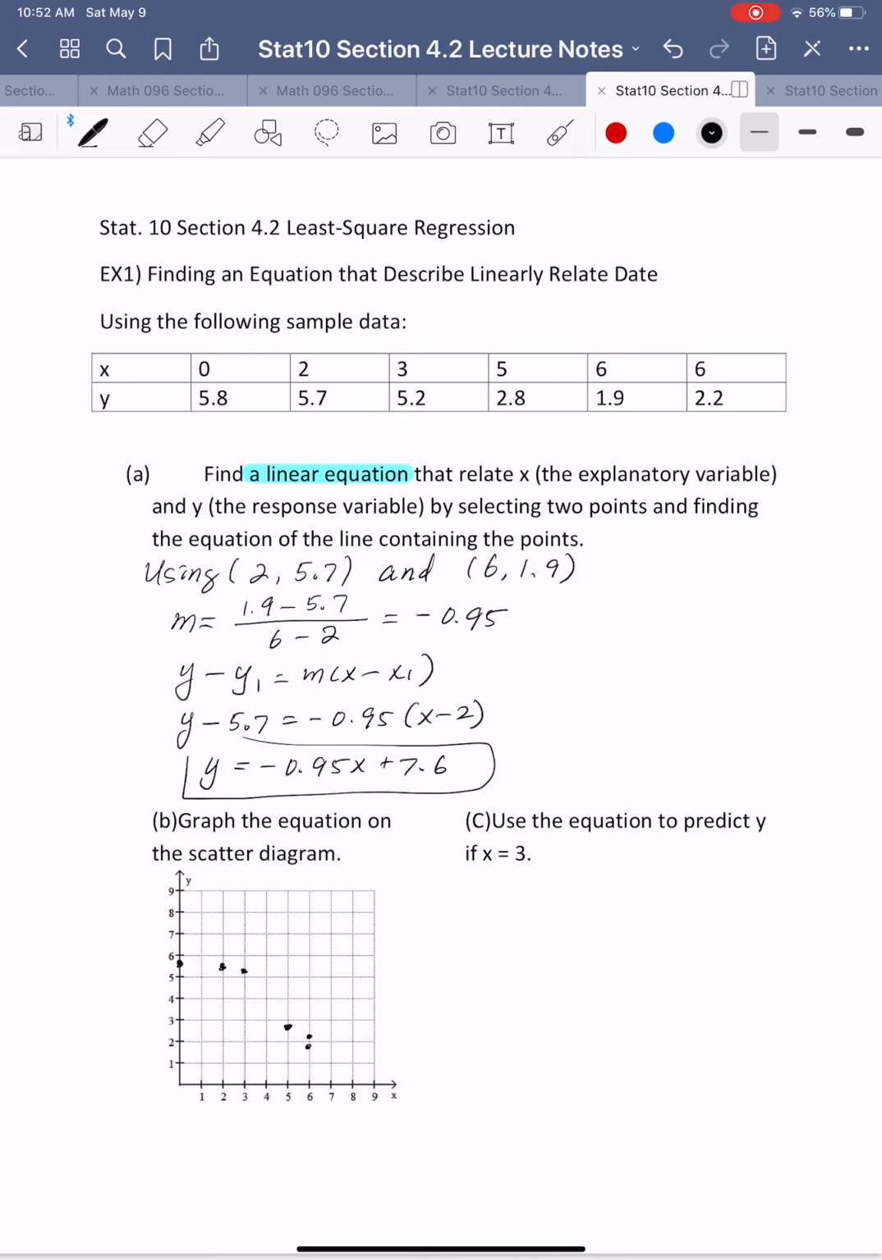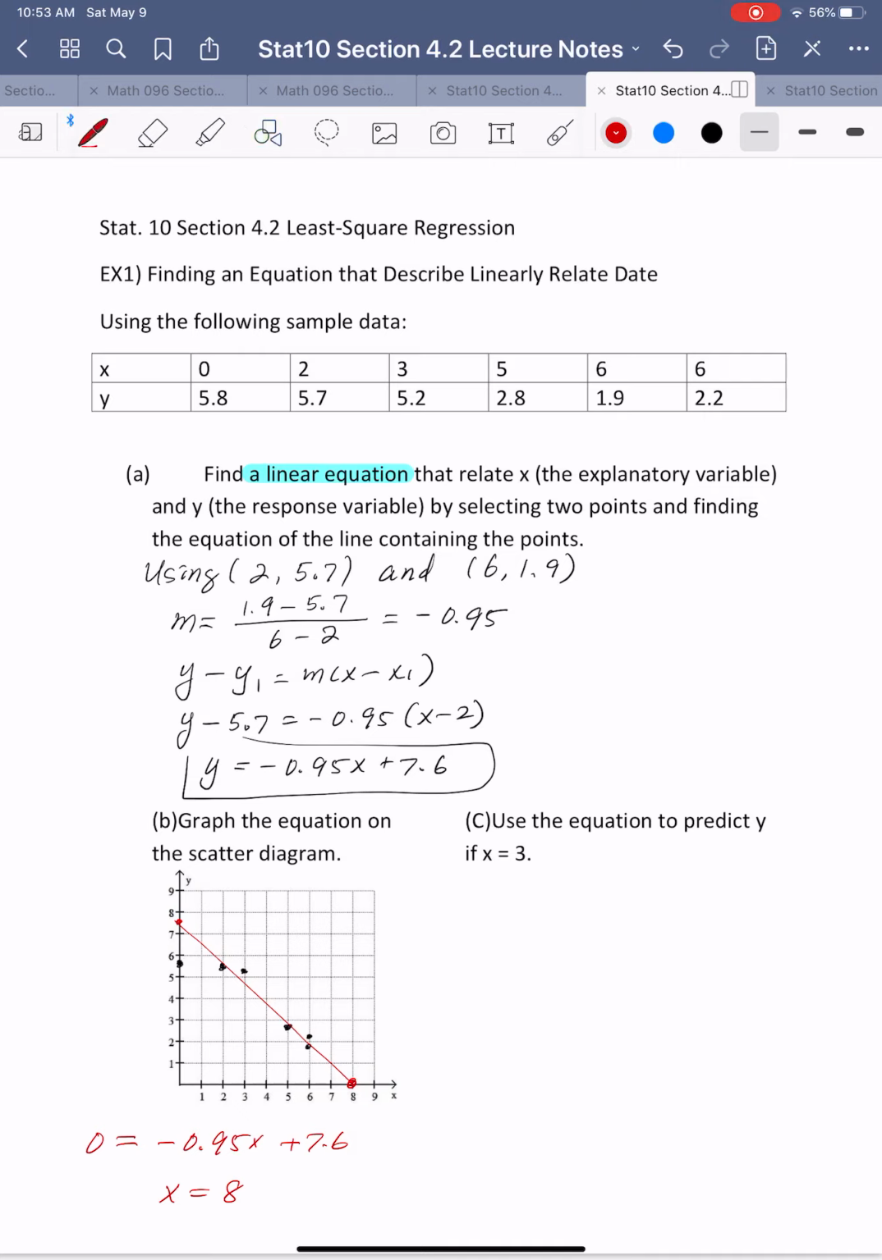And also I'm going to graph this equation too, using a different color. 7.6 is about here. And then the x-intercept: when you set y equal to 0 and solve for x, I got x equal to 8 right here. And then I'm making a straight line going through these two red points. So I got this.